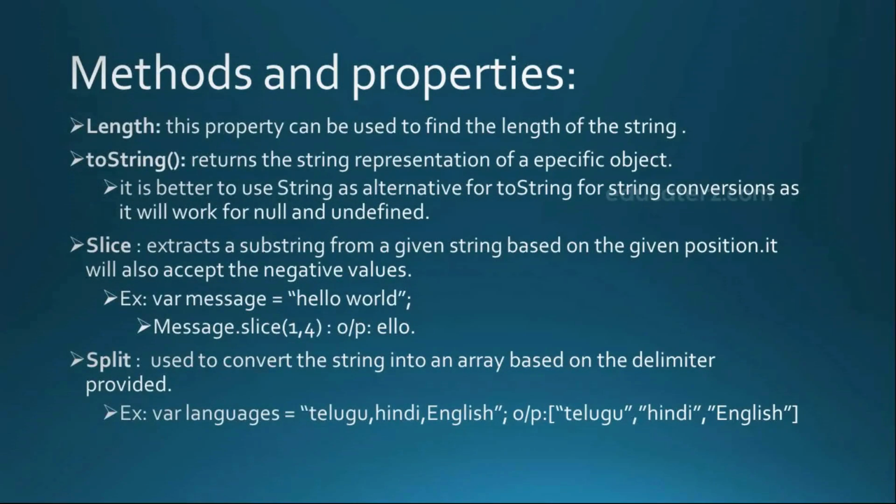So let's say in this example, you can check I declared the languages variable with a string called Telugu, Hindi, English separated by a comma. When I use the split method over this variable, languages.split(','), it will return me the array containing three values: Telugu, Hindi, English, which are separated by comma.